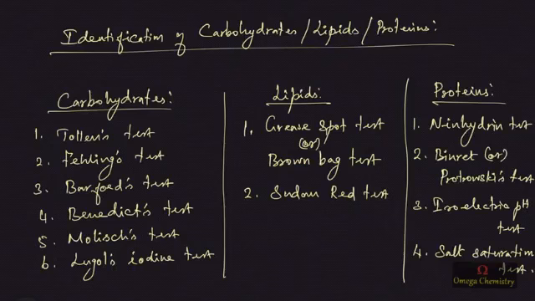In the carbohydrate segment, we are going to discuss the Tollens test, followed by Fehling's test and Barfoed's test. Fehling's test and Barfoed's test are almost similar. Then Benedict's test, Molisch test, and Lugol's iodine test. In the lipid session, we are going to discuss the green spot test, which can also be called the brown bag test, and the Sudan III or Sudan IV red test. Okay, this is a very important test. Then in the proteins part, we are going to discuss the ninhydrin test and biuret test, right, and the isoelectric pH test, followed by the salt saturation test. Let us look at one after another.